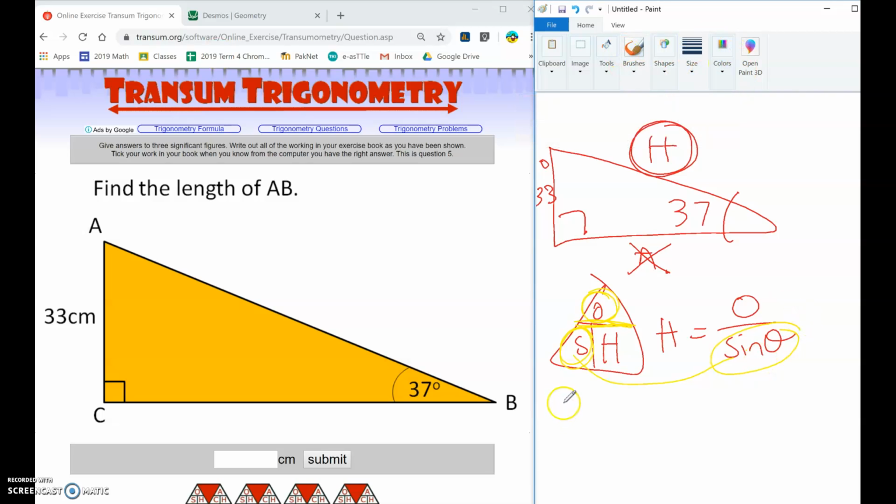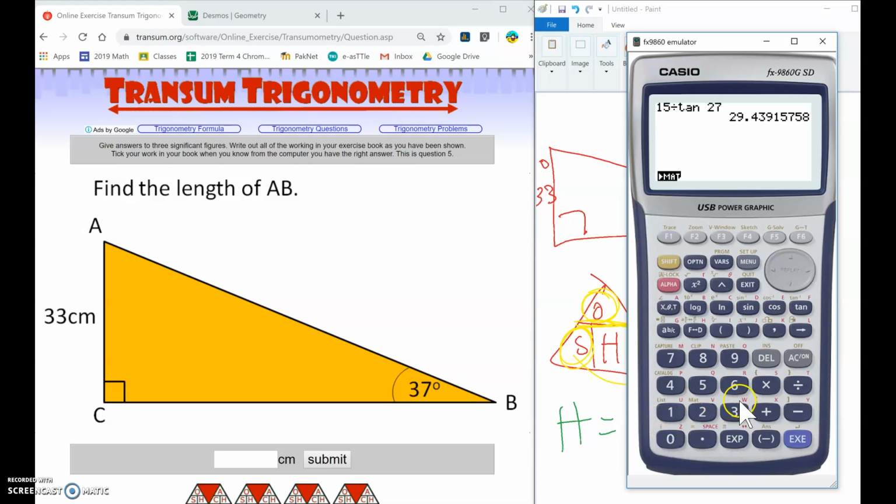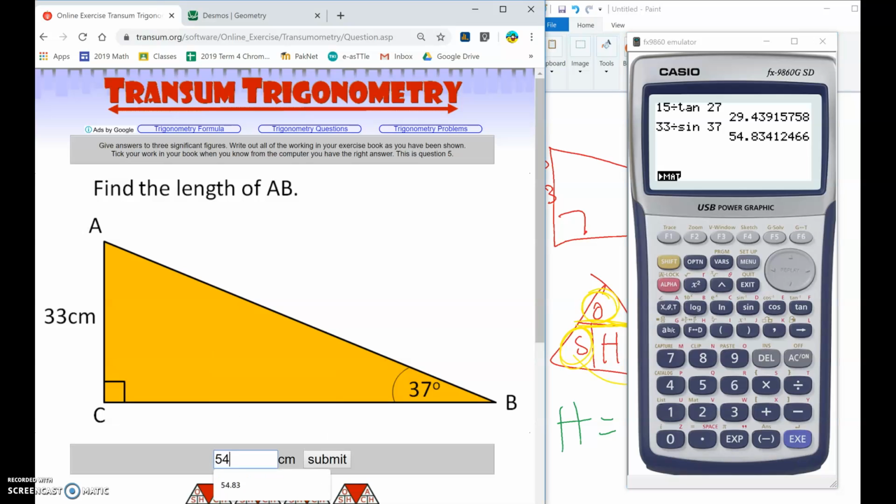So therefore, our hypotenuse equals opposite of 33 divided by sine of 37. Plug it into the calculator. So we've got 33 divided by sine of 37. And we've got 54.8, three significant figures.